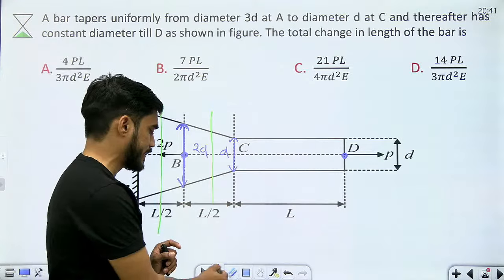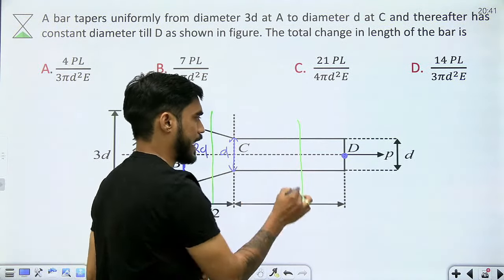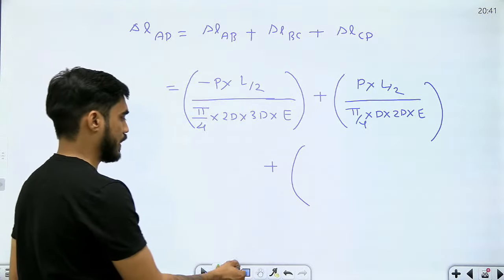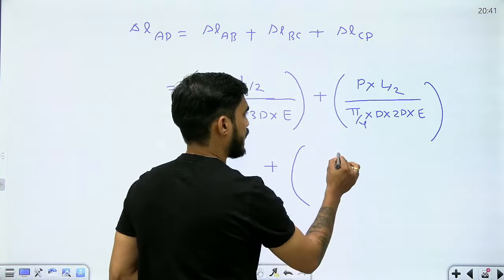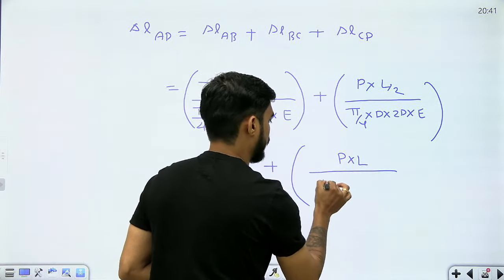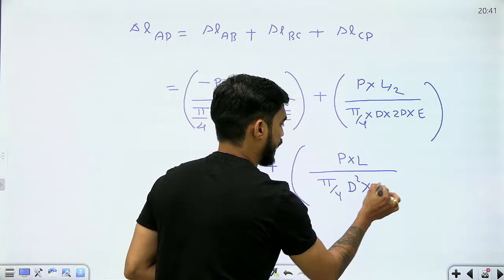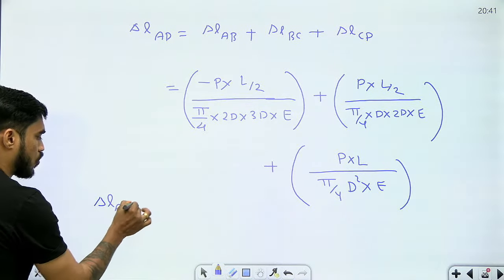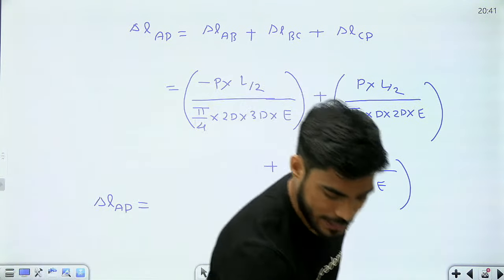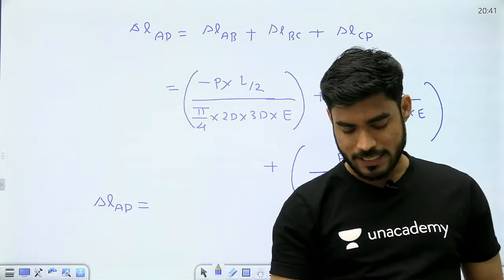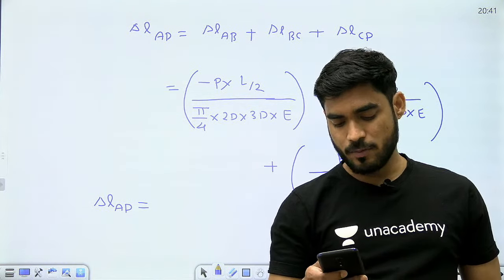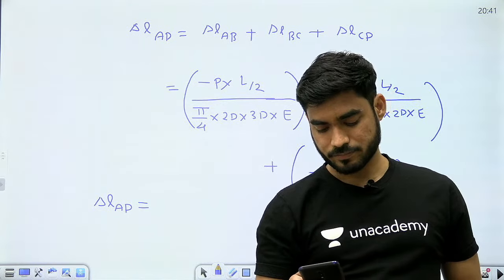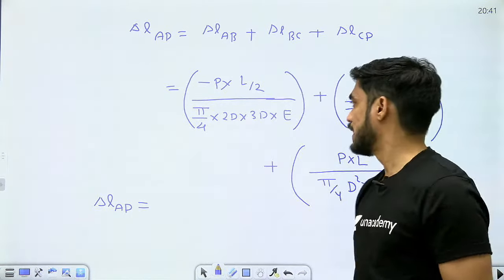Now CD is a constant cross section bar, and if I take a section, there is only one force on the right, P. So beta, what you will get? You will get PL upon pi by 4 D square into E. So can you add and find out what will be delta L of AD? निकाल लो, जल्दी. Find out what will be delta L of AD.